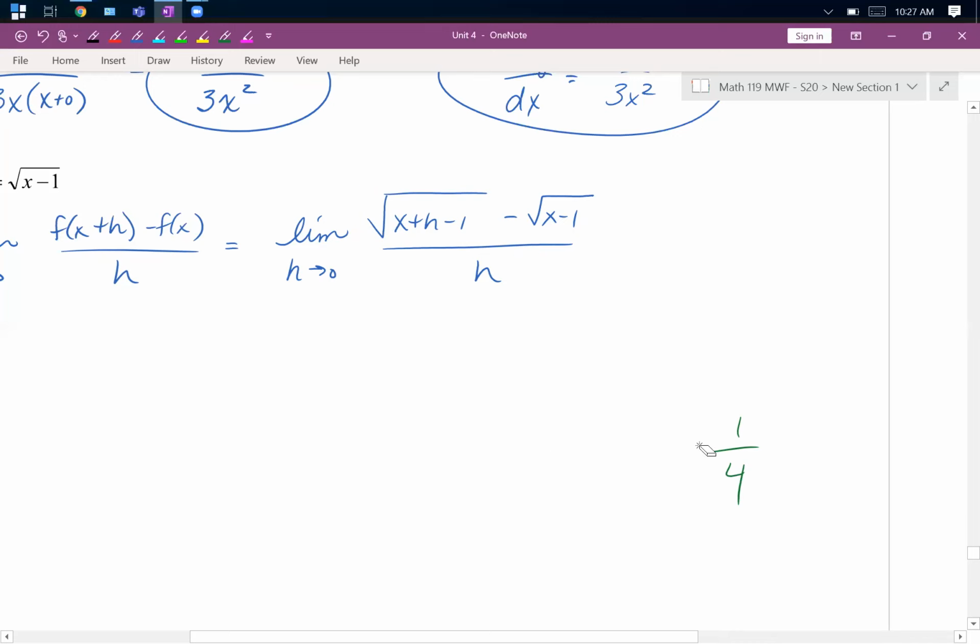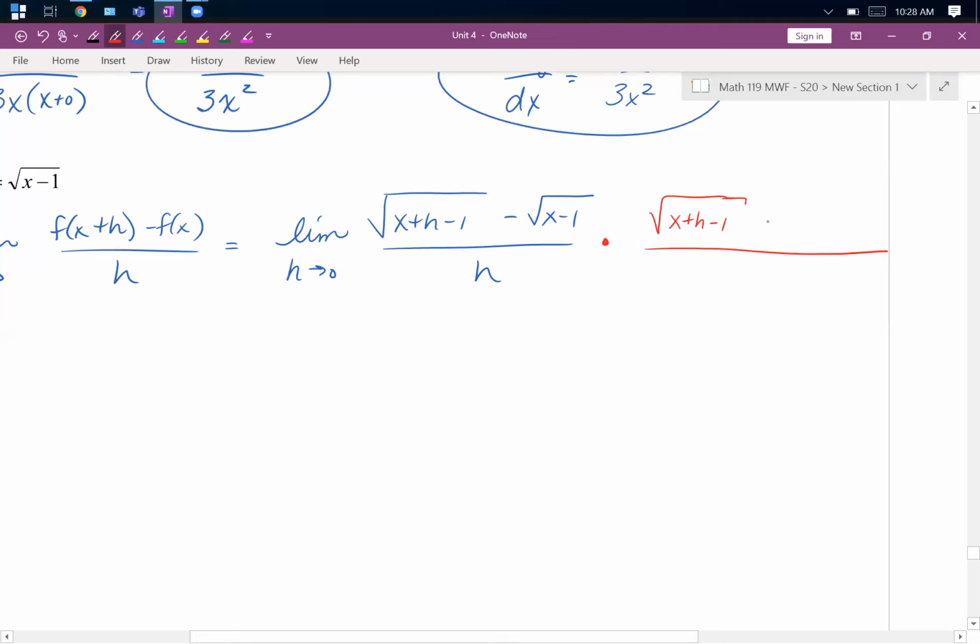There we go. The way that we get rid of the radical, for it to be a legal math move, we need to multiply the top and the bottom by the same thing. We can't square the top and the bottom, but we can multiply the top and bottom by the same thing, because then this is just a fancy form of 1, and multiplying by 1 doesn't change the value. We are going to multiply top and bottom by the conjugate of the top.